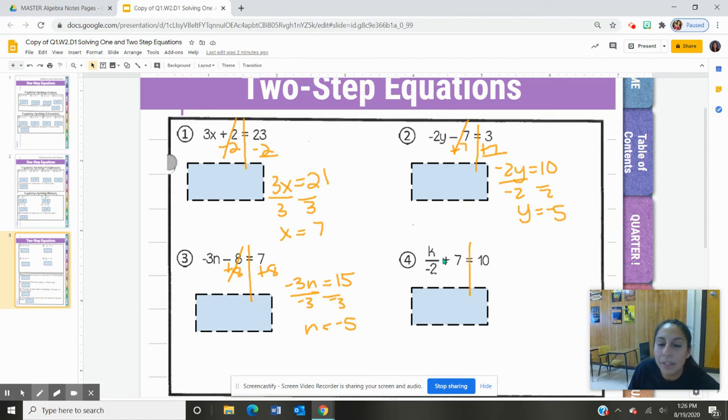Problem 4. K divided by -2 plus 7. So they're adding 7. That's what we take away first. Take away the 7. So we have K divided by -2 is equal to 3. Now, because they're dividing by -2, we're going to multiply by -2 and multiply the other side by -2. So we end up with K is equal to -6.